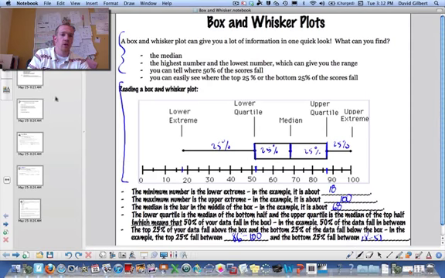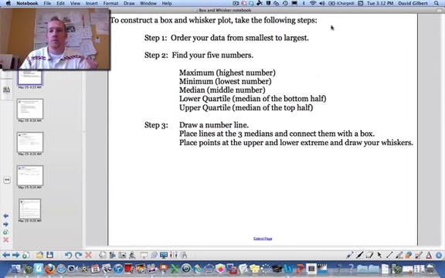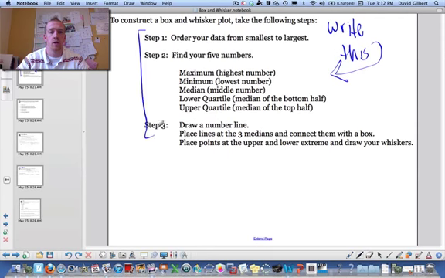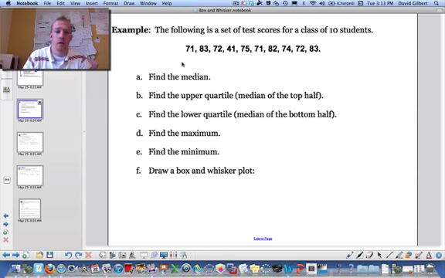Alright, so now write this down. These are your steps. Very easy to do if you write these steps down. So pause it now and write the steps down. Good, so you've written the steps down. Now we're going to order our numbers from least to greatest.